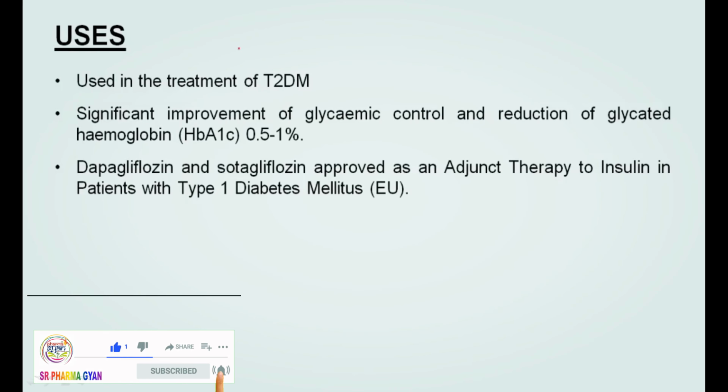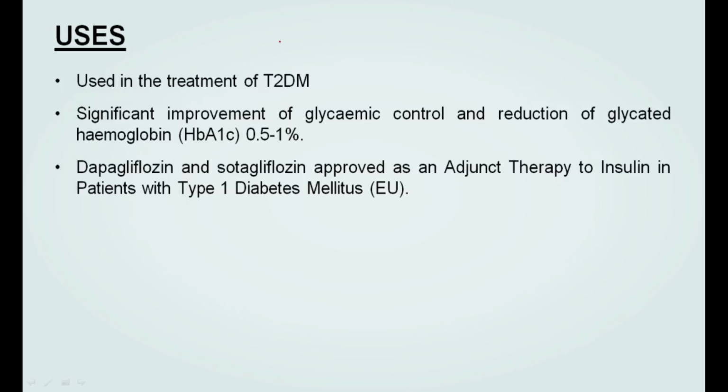Now coming to the uses, this category of drug is mainly used for the treatment of type 2 diabetes mellitus. This is a newer class of oral hypoglycemic agent. Significant improvement of glycemic control is observed.